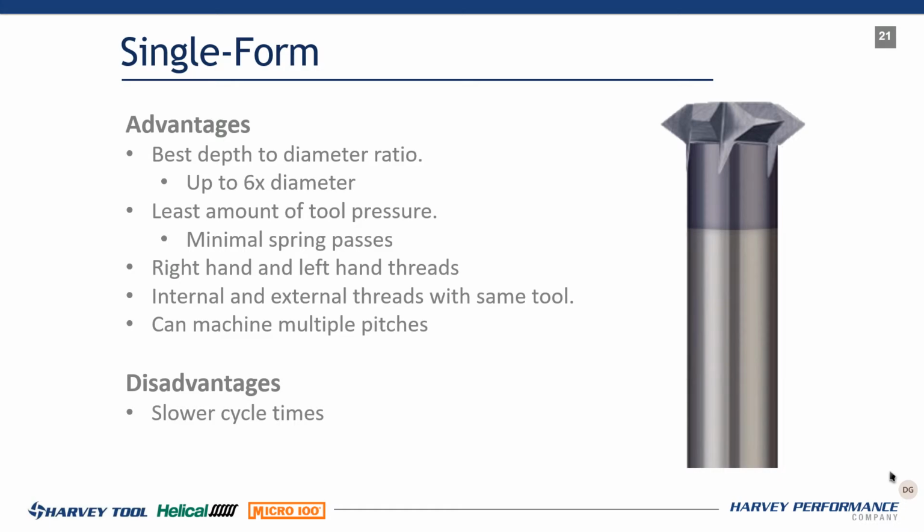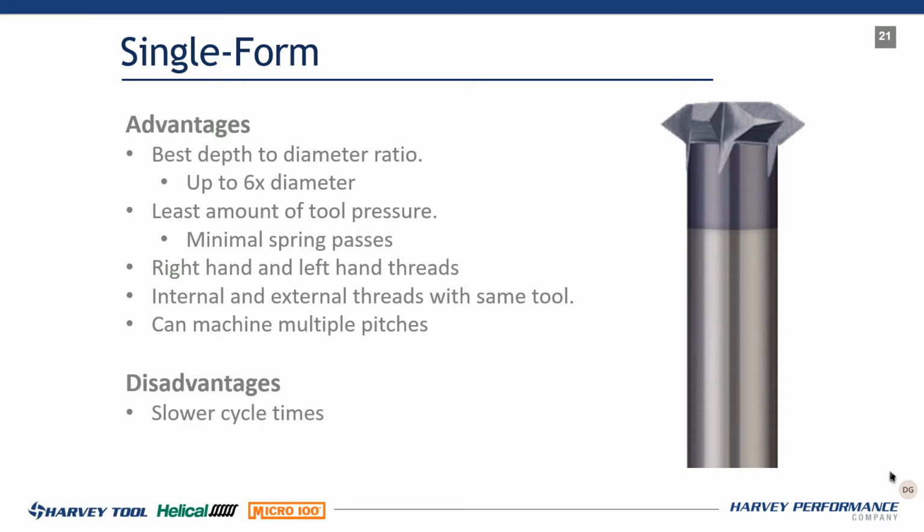You can do right hand and left hand threads with a thread mill, single form, multi-form, and tri-form. You can do them with all 3, but this is an advantage. So if you have a left hand and you have this tool in your toolbox, boy, you can run it for both ends. You don't have to go and buy another tool. Internal and external threads with the same tool. I don't need another tool.